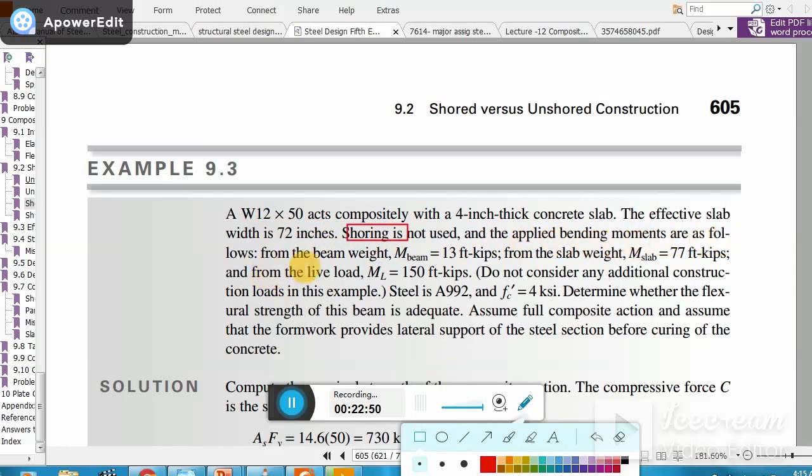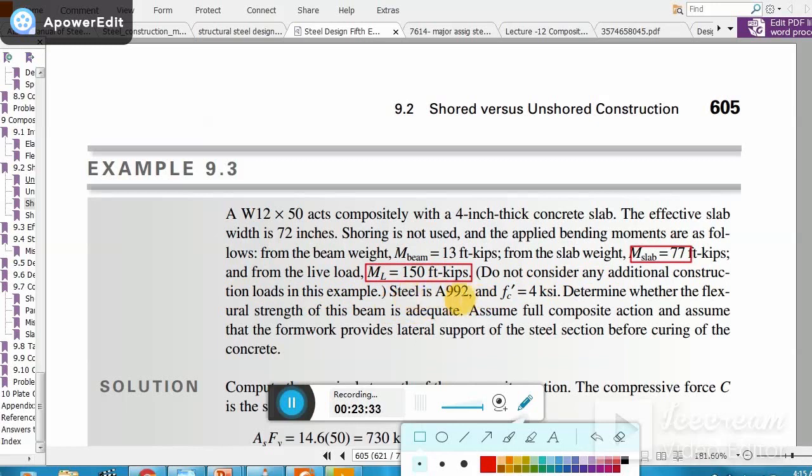The applied bending moments are as follows. From the beam weight, that is the self weight of the beam, this much moment is coming. From the slab weight, this much moment is acting. And from the live load, which is the load basically considered in the design process, this is the live load moment. Do not consider any additional construction loads in this example. That is the key point to keep in mind: the 20 psf construction load, you don't need to consider that loading.